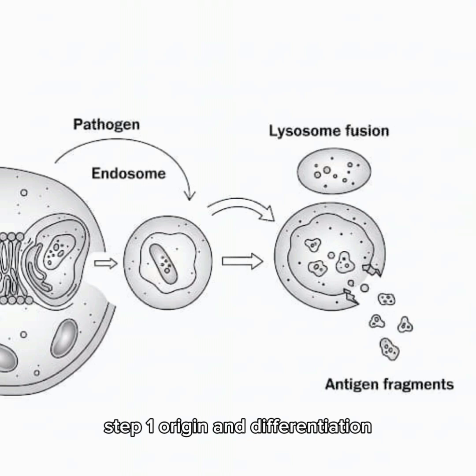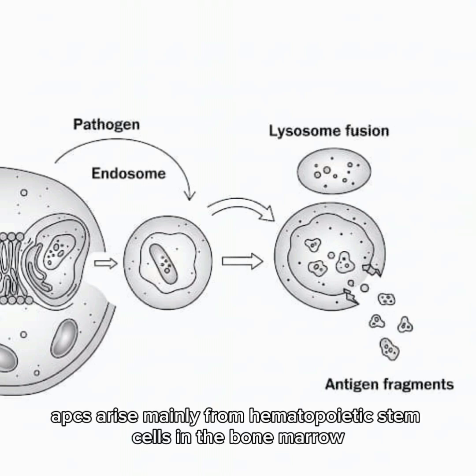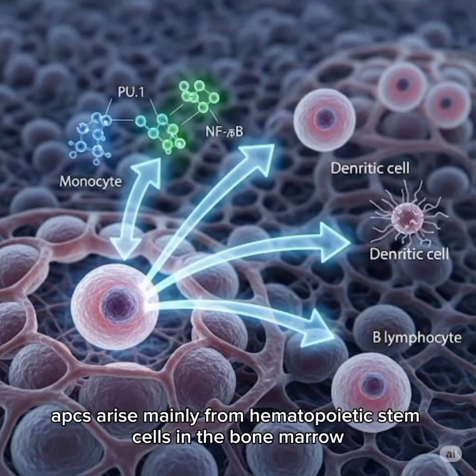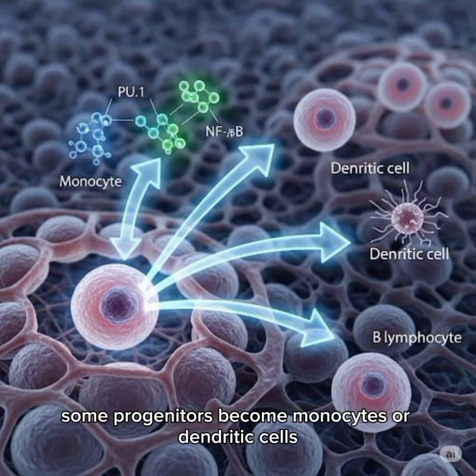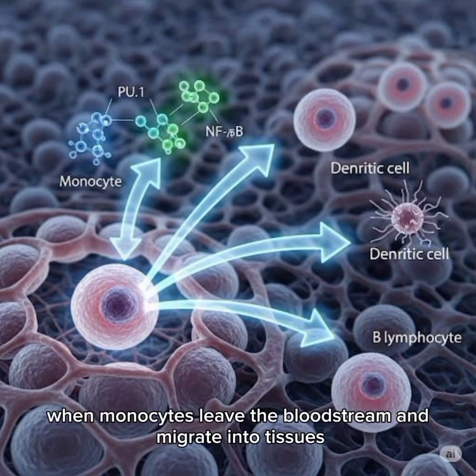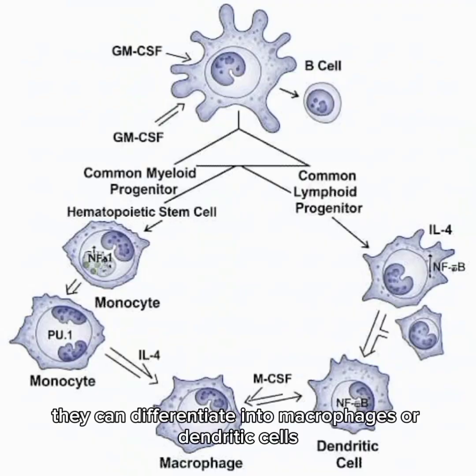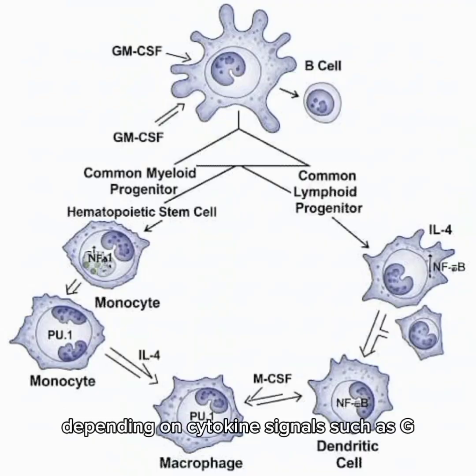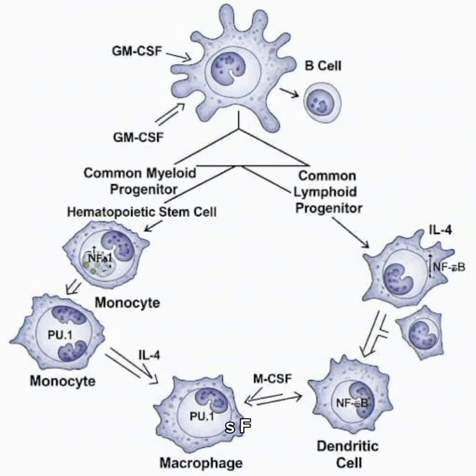Step 1. Origin and differentiation. APCs arise mainly from hematopoietic stem cells in the bone marrow. Through differentiation, some progenitors become monocytes or dendritic cells, while others mature into B lymphocytes. When monocytes leave the bloodstream and migrate into tissues, they can differentiate into macrophages or dendritic cells, depending on cytokine signals such as GM-CSF, M-CSF, and IL-4.